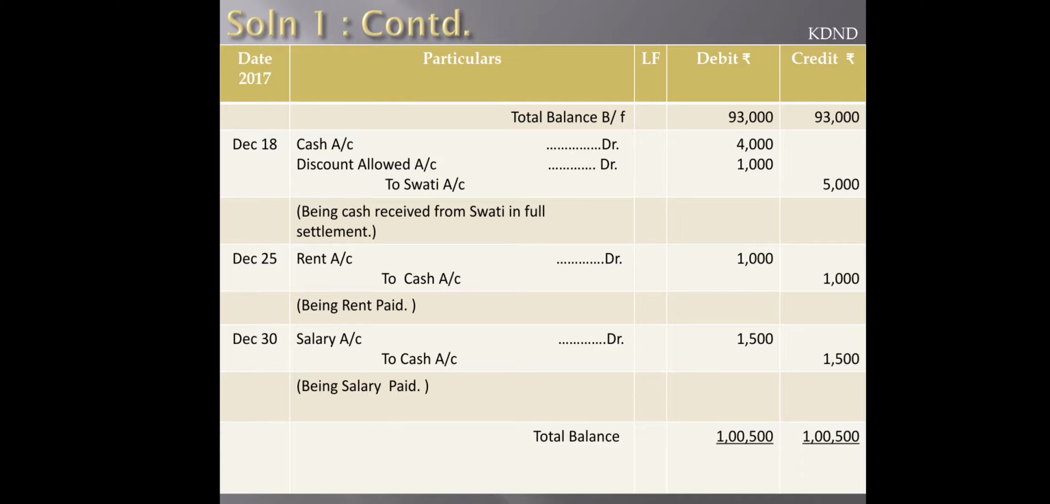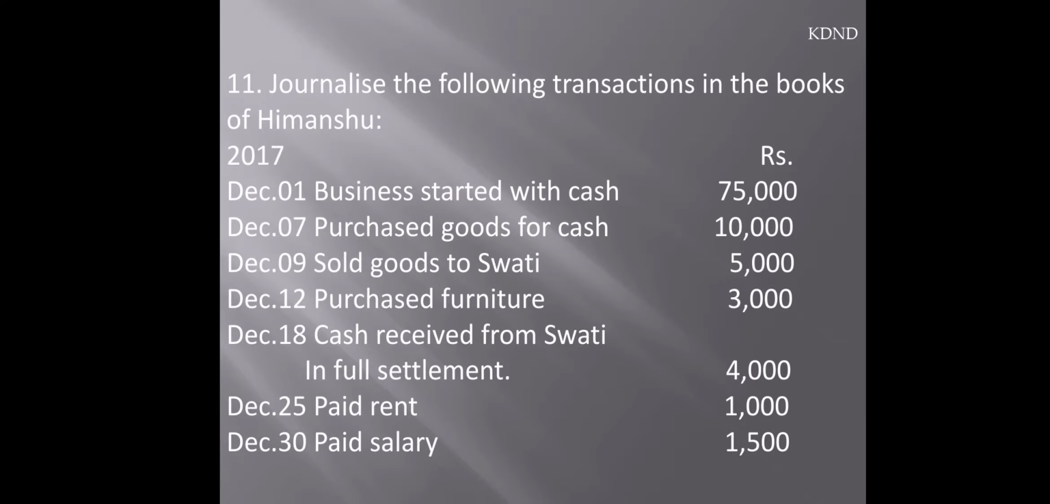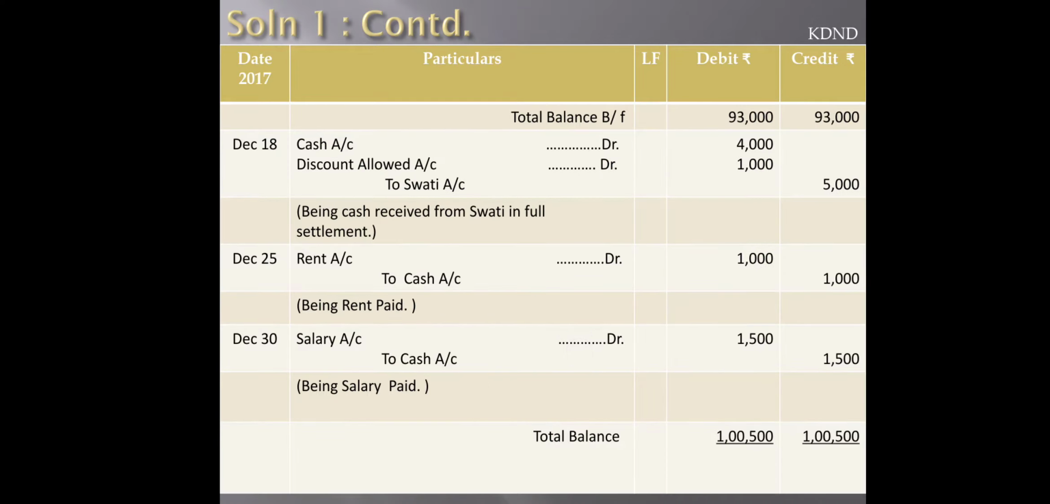Then comes your next journal entry, that is paid rent. Now rent is an expense which we are paying, so expense is always debit and cash goes out. So rent account debit to cash account rupees 1000, being rent paid.